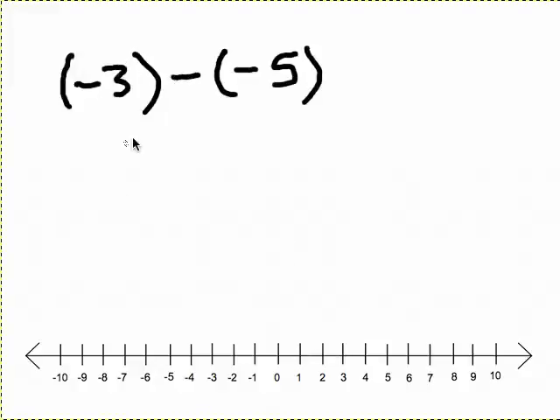Example, -3 minus -5. The rule is you go to the first term on the number line, which is -3, and then you're going to subtract -5. I'm going to have to pause this, we're running out of time. We'll continue it in part 2.